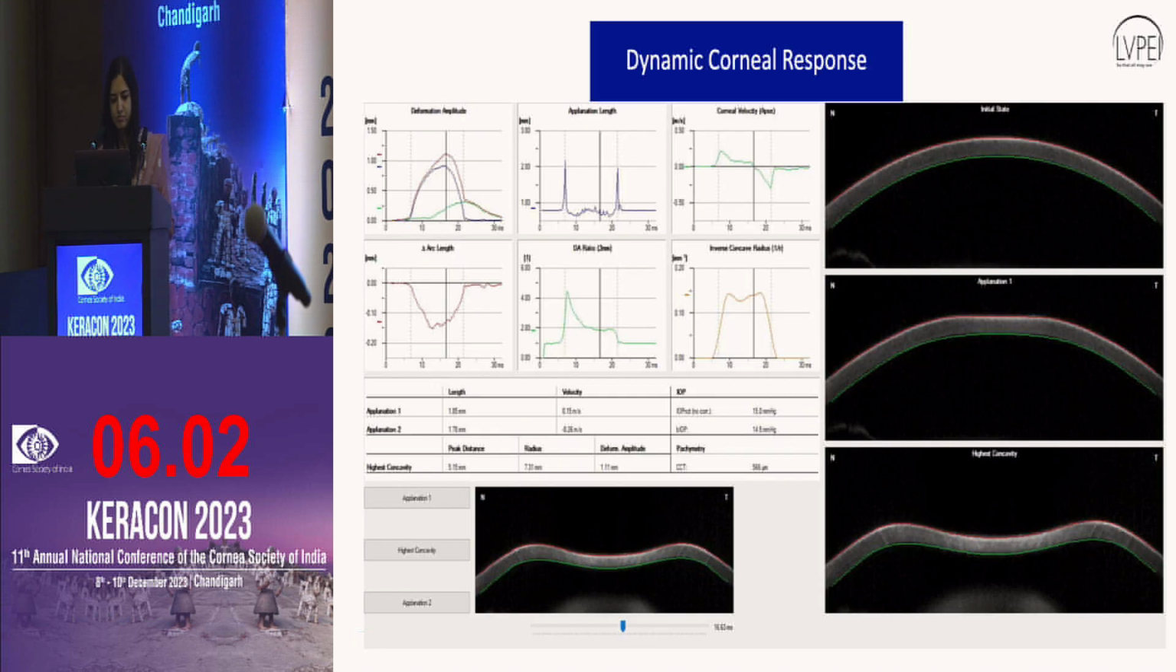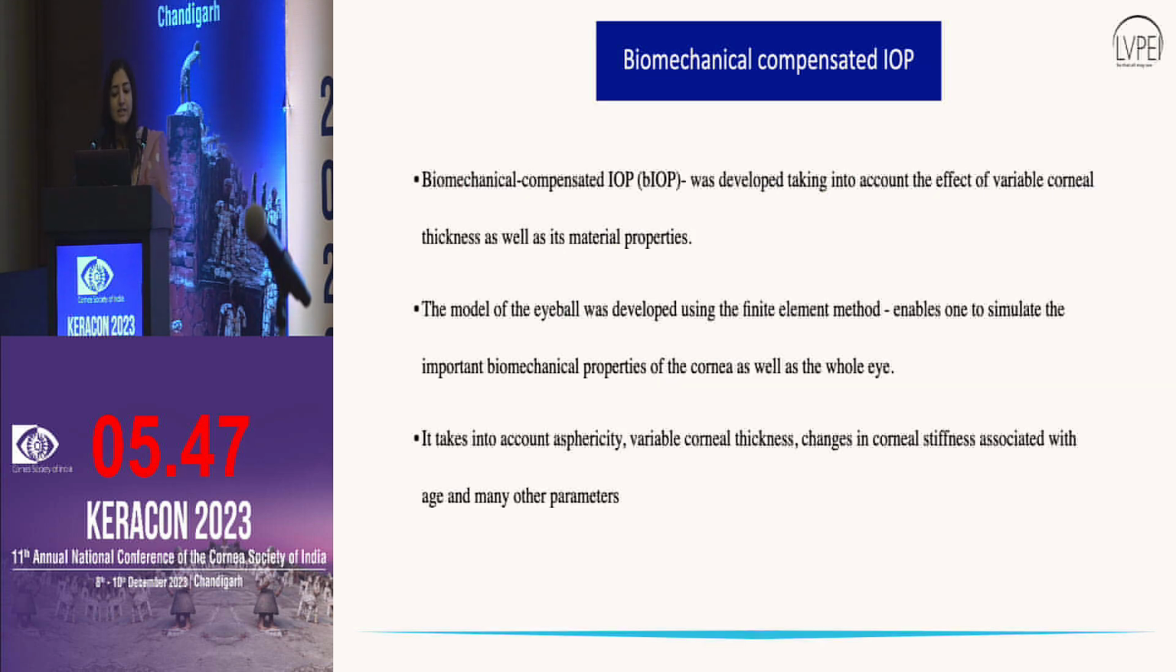All these parameters are displayed in something called a DCR report, or the dynamic corneal response report, where all the parameters are given along with the Scheimpflug images for each phase. Something else is also added in Corvis ST, which is the biomechanically compensated IOP. In the biomechanically compensated IOP, the Corvis also takes into account the effect of corneal thickness and other corneal properties, viscoelastic properties, to give us a biomechanically corrected IOP.